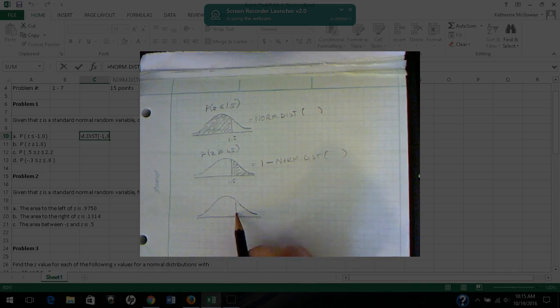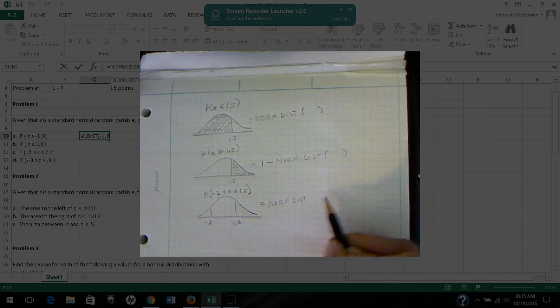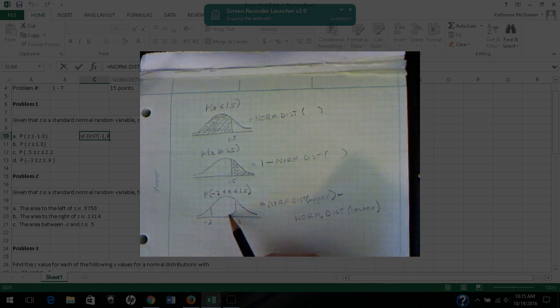Now if you want the area between, let's say negative 2 and 1.5, so that's the probability that Z is between negative 2 and 1.5. Then we're going to do a subtraction. We need to do the norm.dist for the upper value minus norm.dist for the lower value. So upper minus lower, and we get the area between.